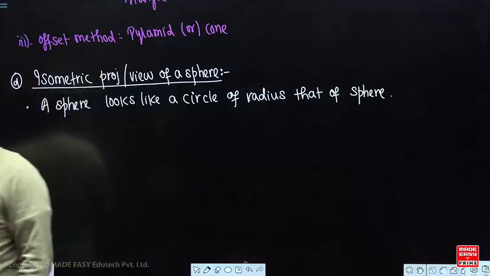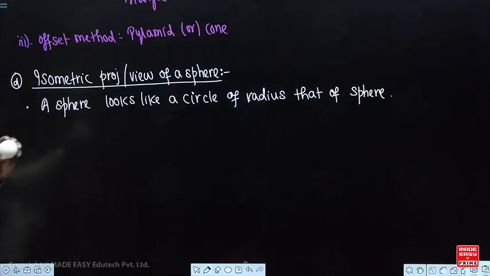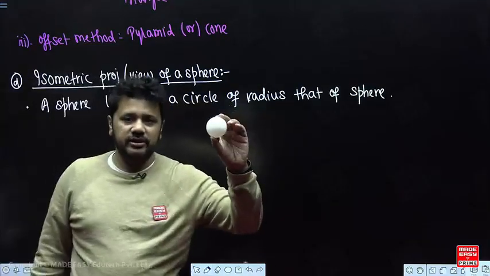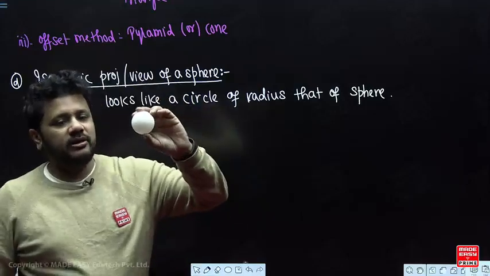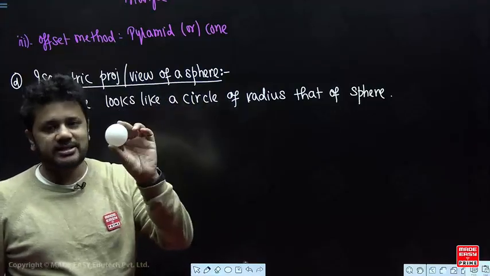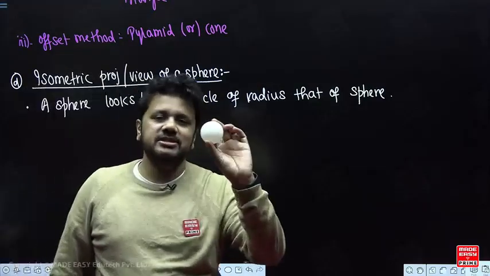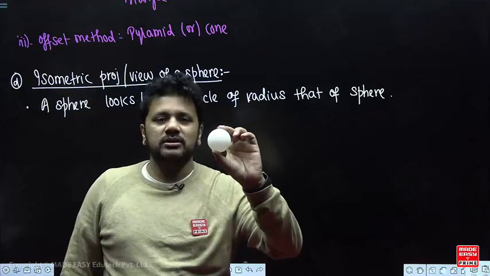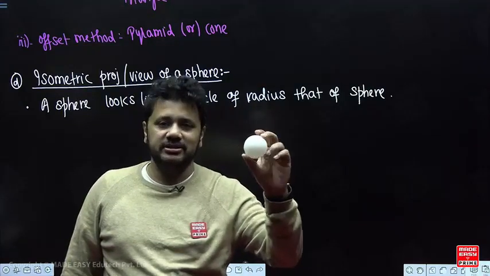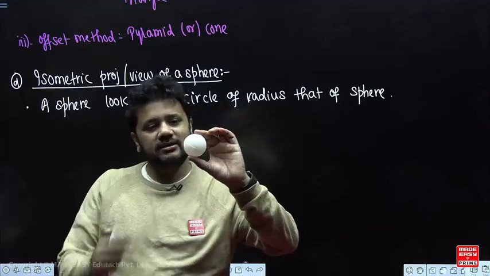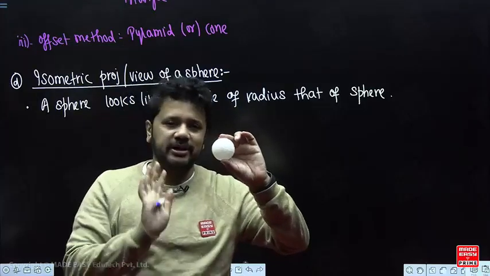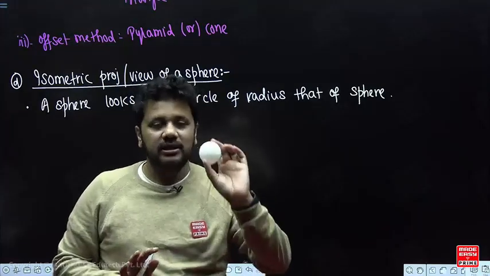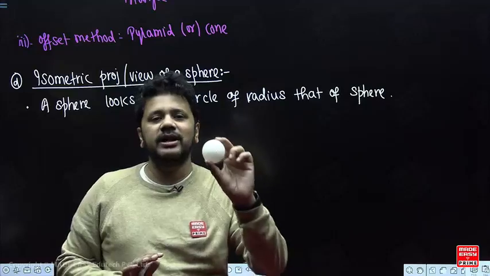Means what? If I consider this to be the sphere, right? So this is the sphere. So what is the front? If you see from any side, it will look like a circle. If the radius is something for the sphere, the circle will also have the same radius. So the bigger the sphere, this will look like a circle of the same radius as the sphere. We have to draw the isometric view and isometric projection.